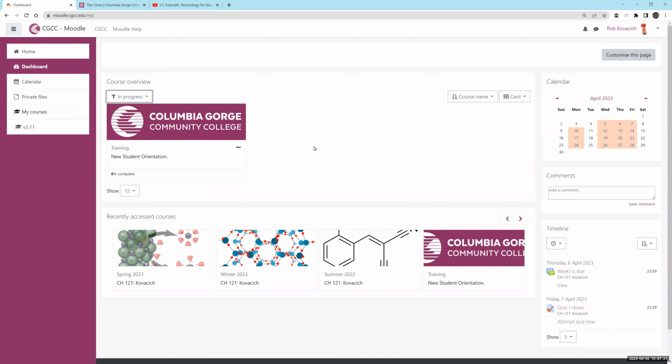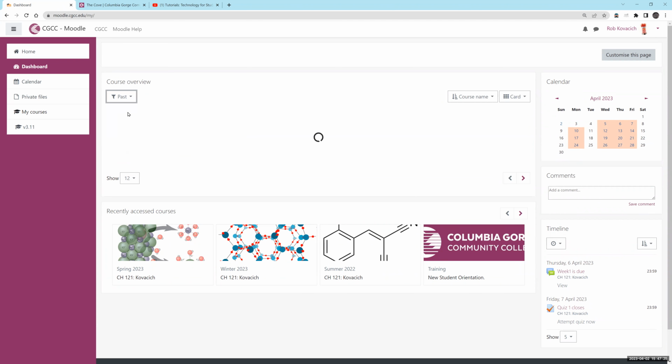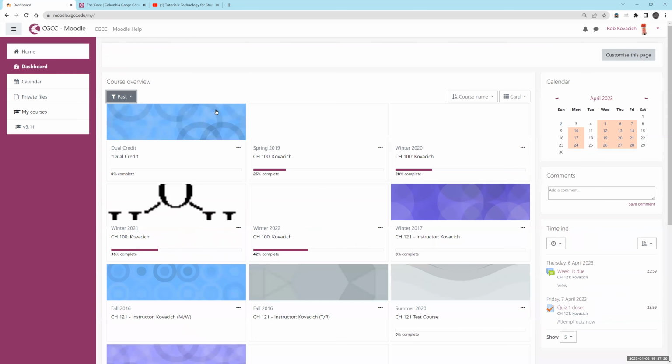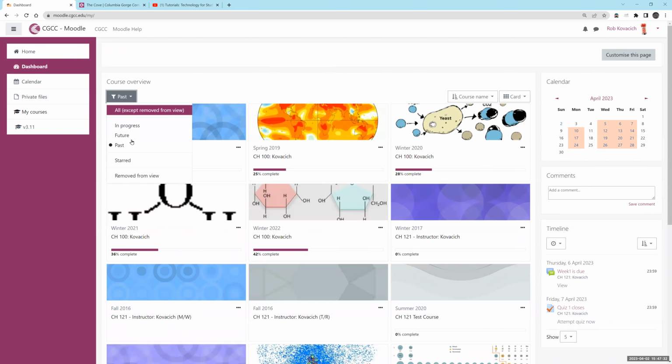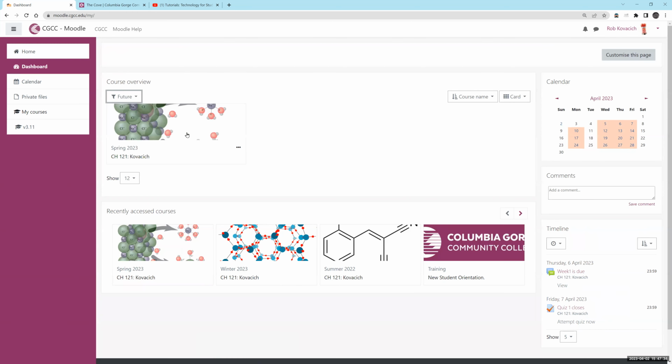These are the classes that are in progress. Past classes, I've got lots of chemistry classes here, and you might have a bunch of other classes. It's taking a while to populate. And then future classes. So right now, the spring term course is not scheduled till tomorrow. So this is in the future section.